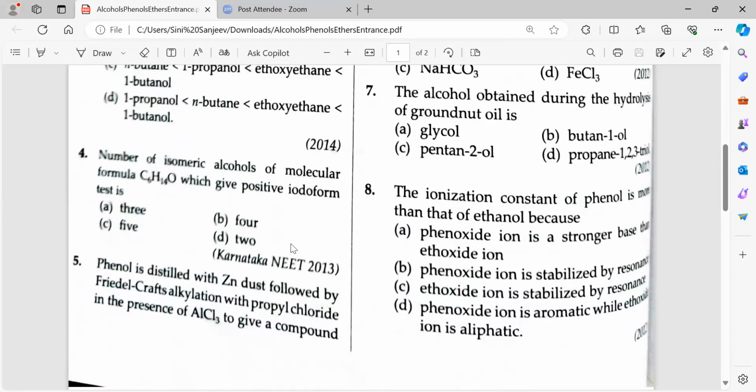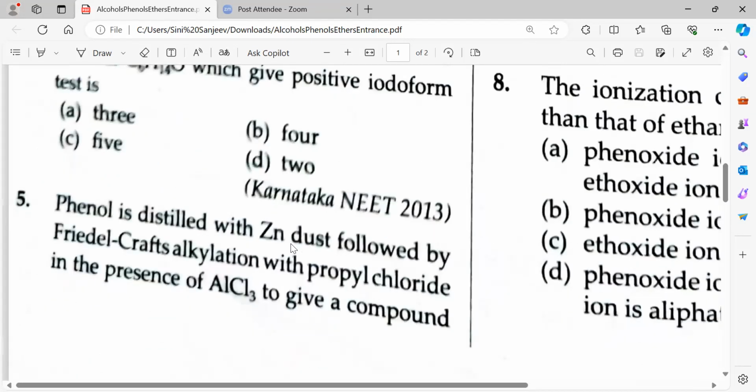Fourth one is easy. Again, we'll do it in the last. Fifth one. Correct. So for the fifth one, it's a textbook direct question. Phenol is distilled. Phenol. So if you don't know what is phenol, then gone. Okay. Benzene ring with OH. That's all. So I hope you guys know it. Suppose if you don't, I'll just draw it for you. Phenol is distilled with zinc dust followed by Friedel-Crafts alkylation with propyl chloride in the presence of aluminum trichloride to give a compound.